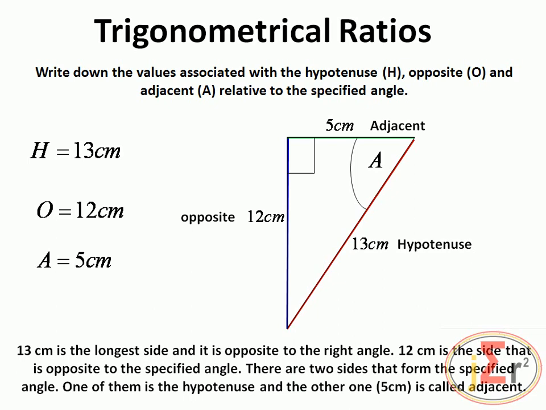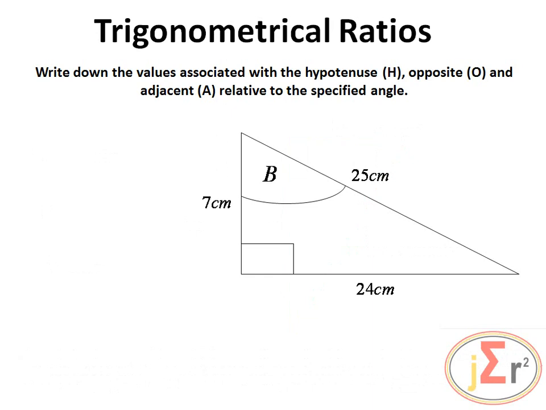13 centimeters is the longest side, and it is opposite to the right angle. 12 centimeters is the side that is opposite to the specified angle. That one is called the opposite. There are two sides that form the specified angle. One of them is the hypotenuse, and the other one, which is 5 centimeters, is called the adjacent.